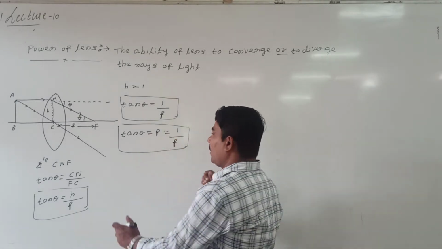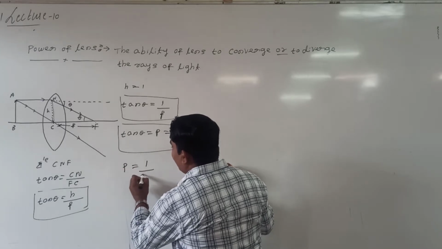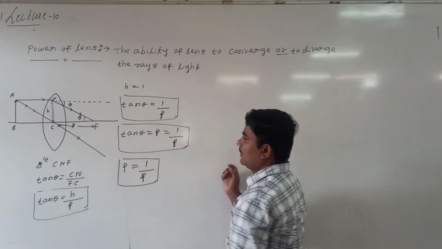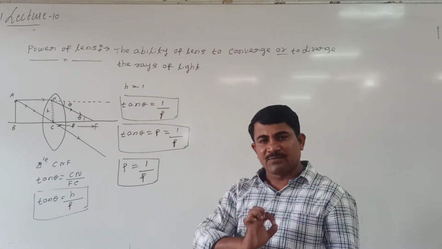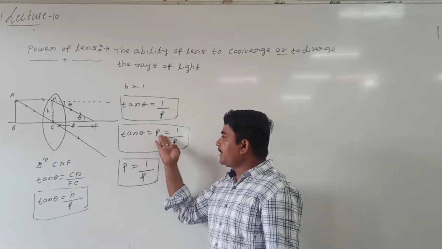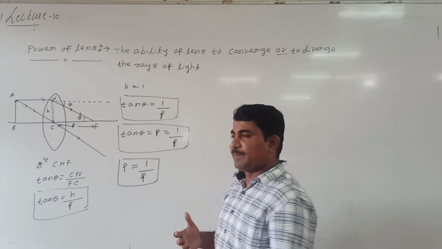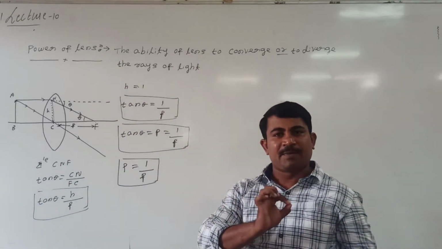Simply, the reciprocal of focal length, that we are calling power of lens. Reciprocal of focal length, that we are calling power of lens. This is one way. Or the tangent of the angle in which the ray of light falls at a unit distance from the optical center, that becomes power of lens.